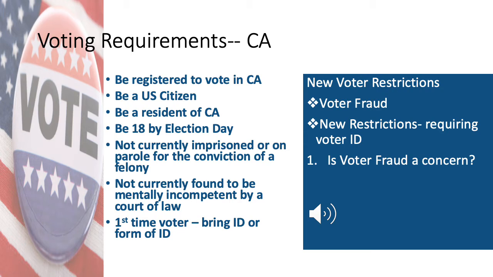California, however, these are the ones that are restricted to California, or at least are valid in California: not currently imprisoned or on parole for the conviction of a felony. So even if you're paroled, but you were convicted of a felony, you are still at this point not eligible to vote. Not currently found to be mentally incompetent by a court of law. So if someone has taken you to court and found you to be mentally incompetent or not mentally stable, you would not be able to vote.